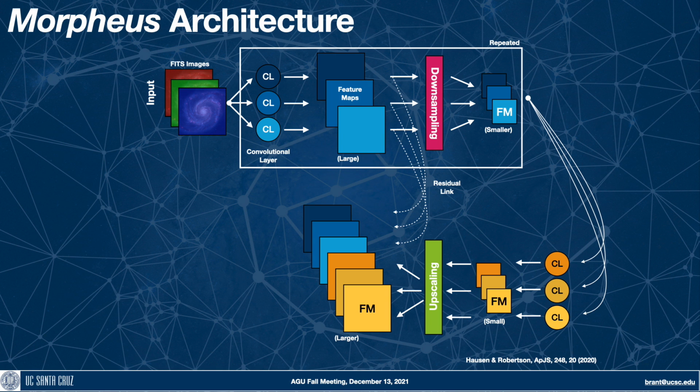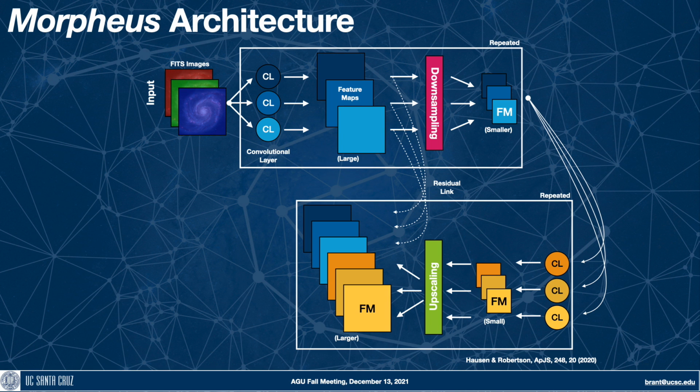A residual link then concatenates feature maps from the upper arm of the U-net, matching feature maps with the same image dimension as the lower arm of the U-net. These feature maps are then provided to convolutional layers and upscaled, repeating the process with the concatenation of the residual linked feature maps until the output feature maps are the same size as the original input data from the observatory.